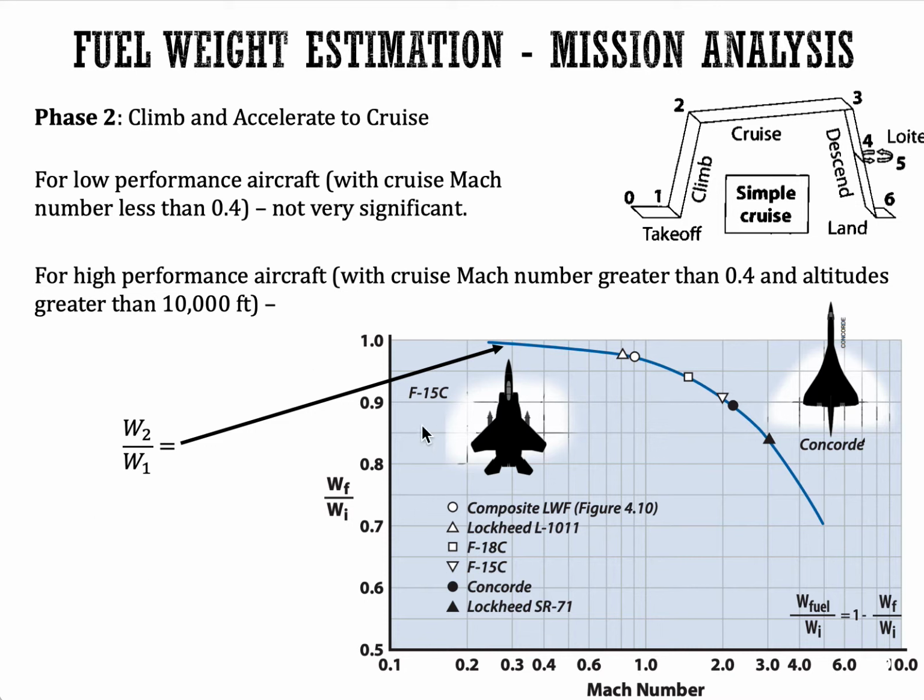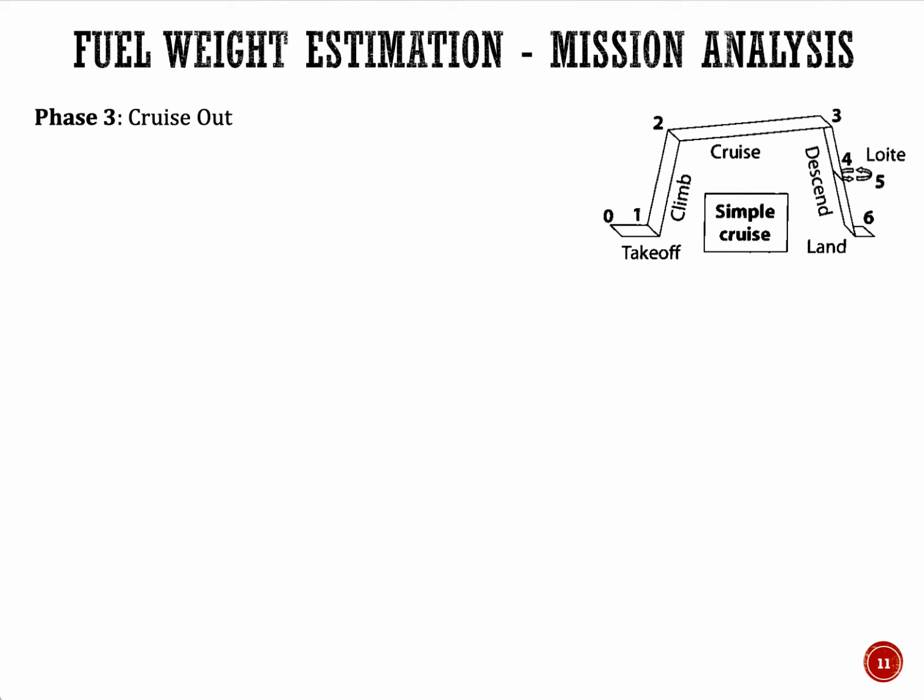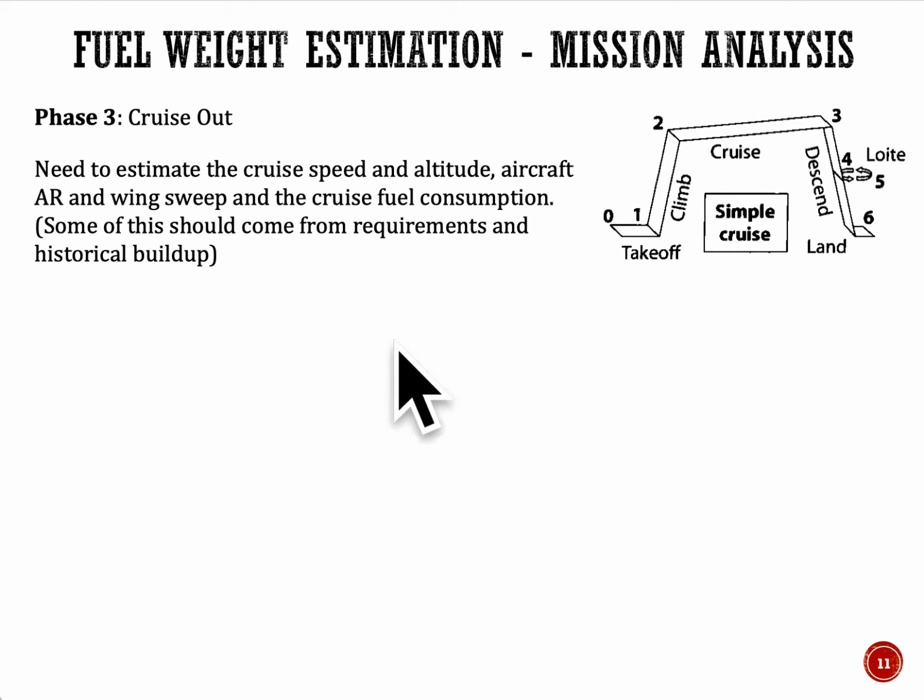So this is basically phase two, climb to accelerate to cruise condition. And the next phase is your cruise out. We want to estimate, if your aircraft is flying at a certain cruise speed and a certain range, what would be the weight of the aircraft after it's done cruising? That means we need to estimate the cruise speed, altitude, and the aircraft AR, because the range depends on the aspect ratio, the wing speed, and the cruise fuel consumption.